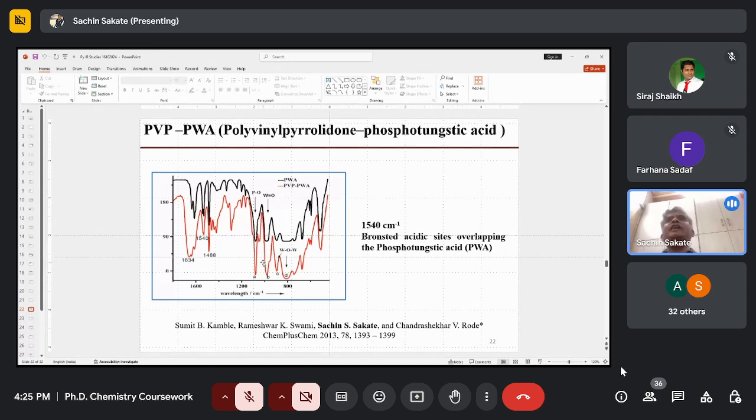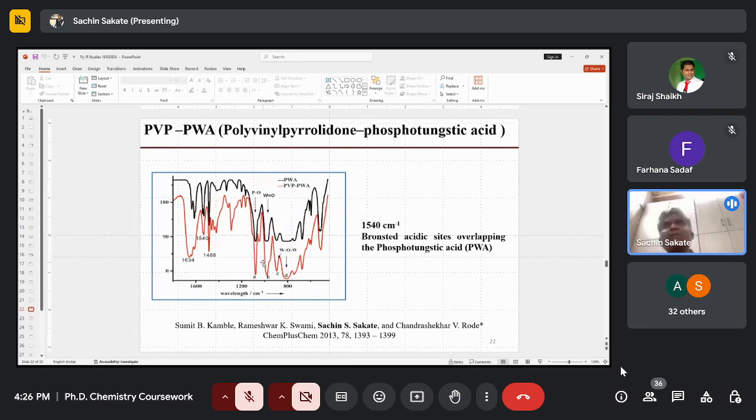Now polyvinyl pyrrolidone and PWA are coming together to act as an adduct, or you can say we have termed it as a hybrid, a new hybrid actually. That hybrid molecule has Lewis acidity as well as Brønsted acidity. So if you see carefully, 1540 cm⁻¹ is the fantastic peak which is synchronizing with the original PWA and the hybrid material PVP-PWA.